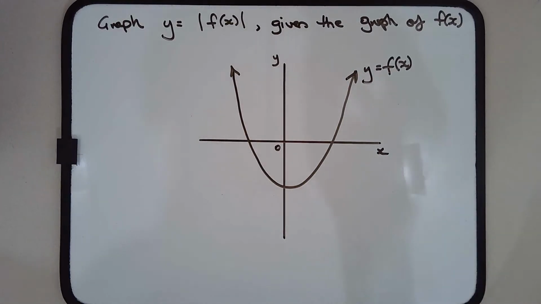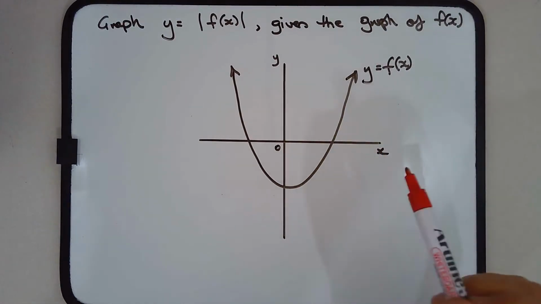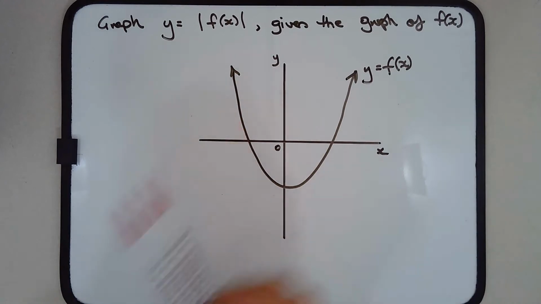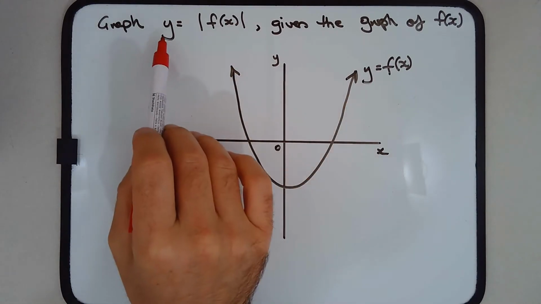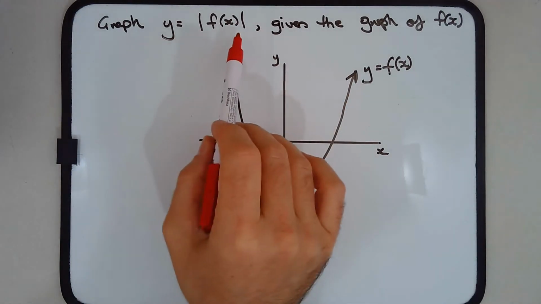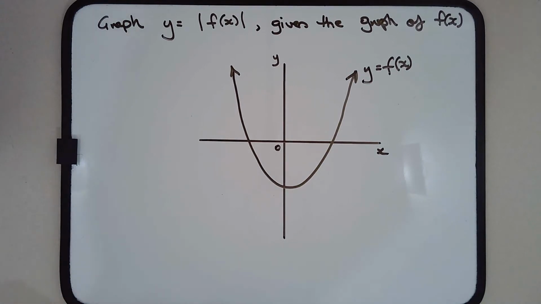In this video, we're going to look at graphing the absolute value of a function, given the graph of the original function. For the purpose of this demonstration, I'm just using a graph that resembles a parabola, that original function f of x. And we're going to graph its absolute value in the form y equals the absolute value of f of x.